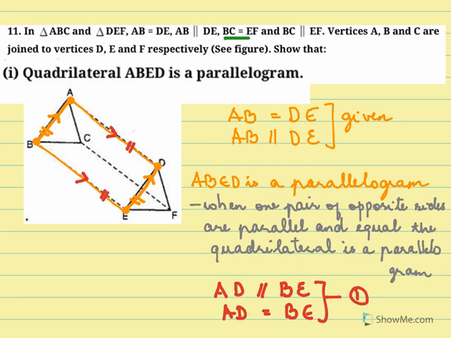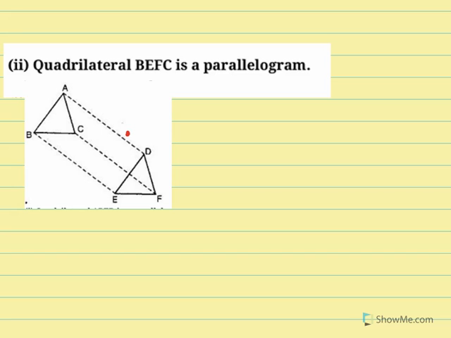Next, it is also given BC and EF are parallel and equal. So we mark that, here is BC and EF, we just write it up here. BC equal to EF and BC parallel to EF. So this is parallel as well as equal. So again we must be having a parallelogram, and that parallelogram will be CFEB. Let me complete it.